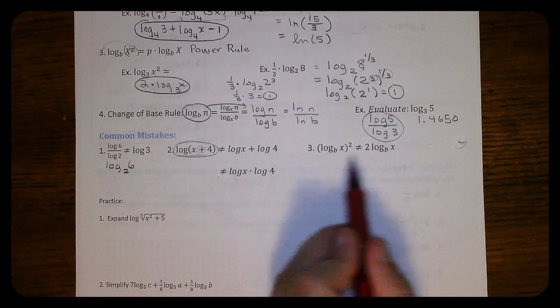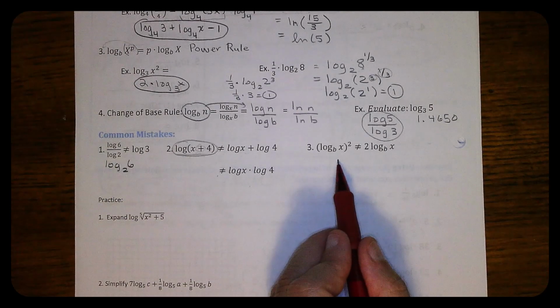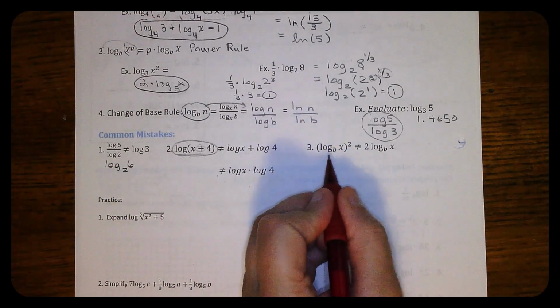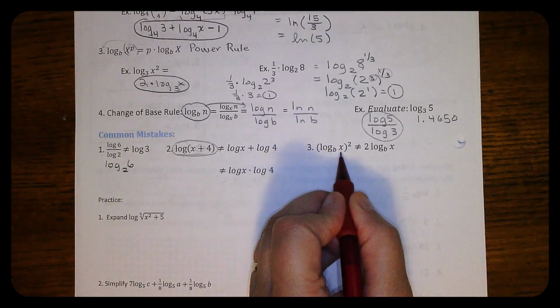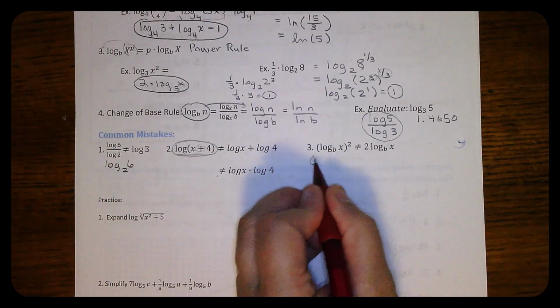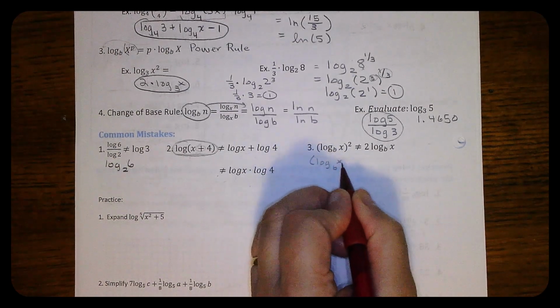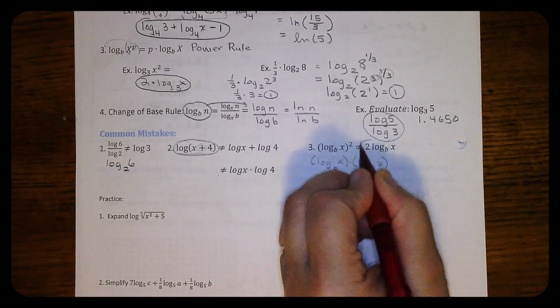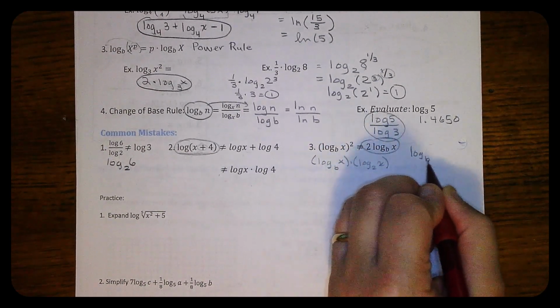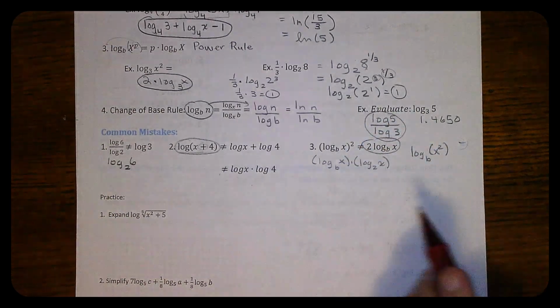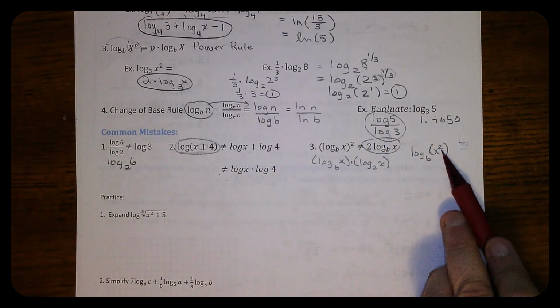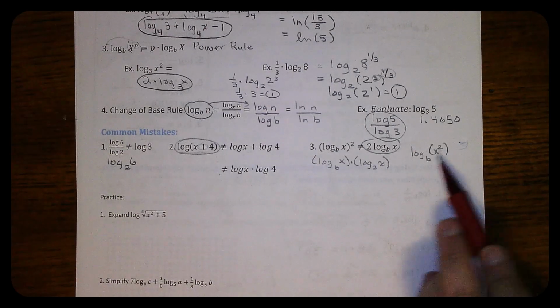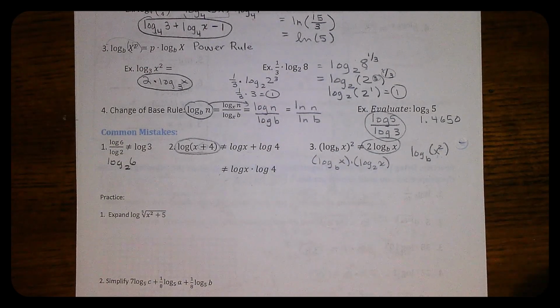And then this is pretty rare. This would be something that might happen in calculus. But the whole log base b of x to the 2 is not log base b of x times log base b of x. This is log base b of x squared. So there's a difference between that 2 just being in the argument and that 2 being outside the whole log. Okay, so those are common errors.